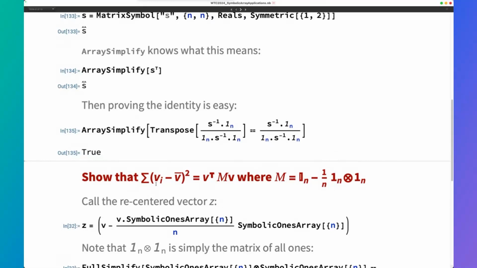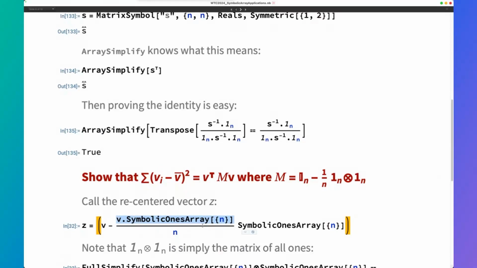Finally, let's show that if you recenter a vector and compute its squared norm, then that's equal to V transpose MV, where M is the identity matrix minus 1 over n, the outer product of 2 vectors of ones. So first, let's give a name to the recentered vector. There's V. I've computed the average here. Had I been more clever, I could have just written a total of V here rather than dotting V into the array vector of all ones, but it still works.